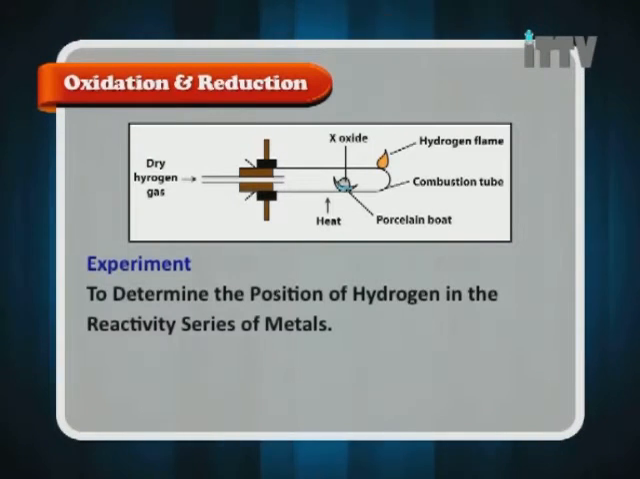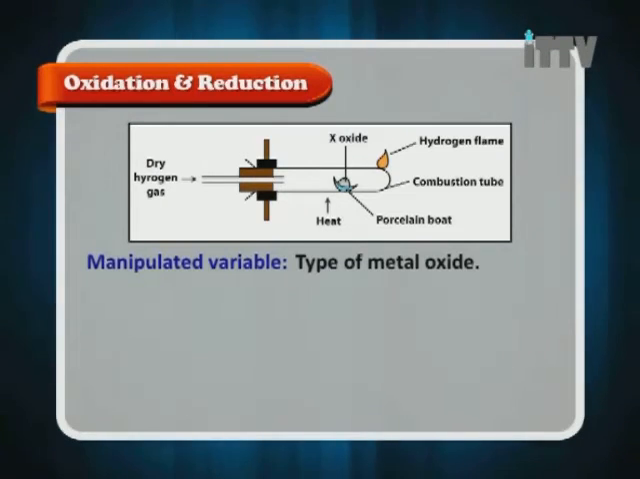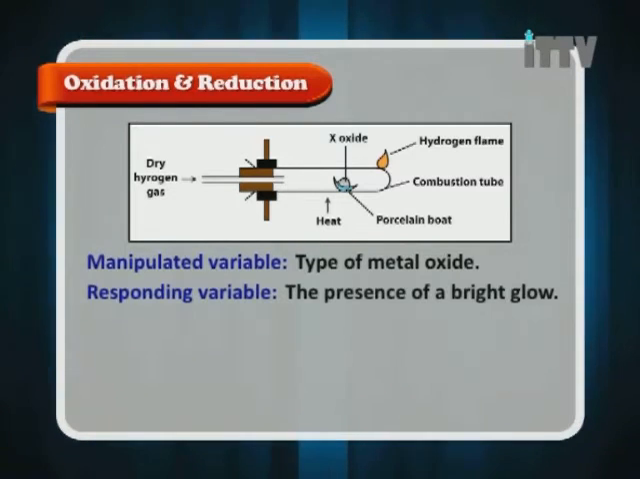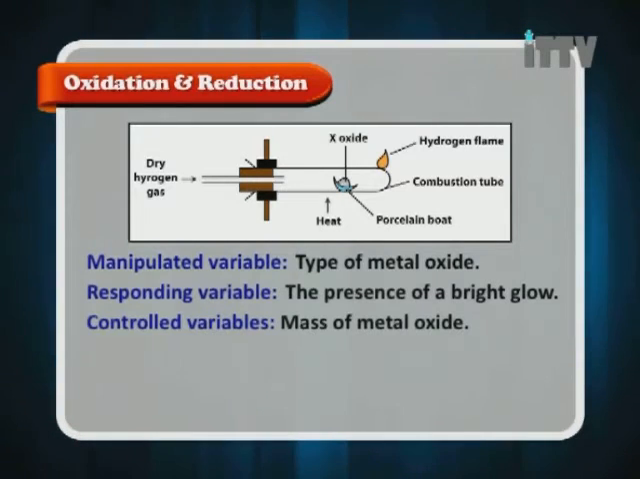Next up, let's look at another experiment to determine the position of hydrogen in the reactivity series of metals. So we see a vertical test tube whereby dry hydrogen gas is pumped into the tube. We have X oxide which is heated, and we have a hydrogen flame at the end. So the manipulated variable will be the type of the metal oxide, while the responding variable would be the presence of a bright glow. Controlled variables would be the mass of the metal oxide.